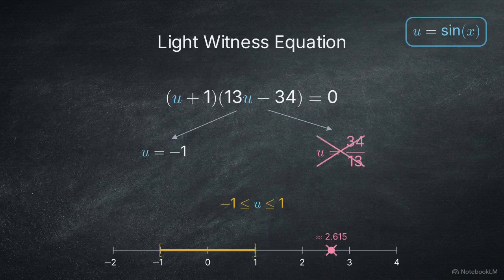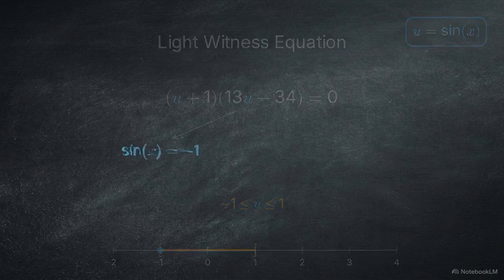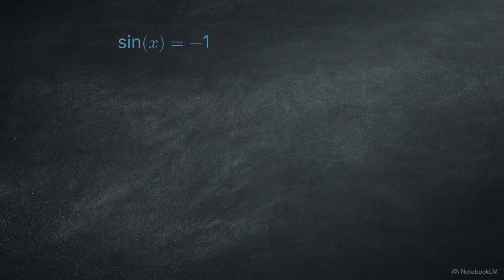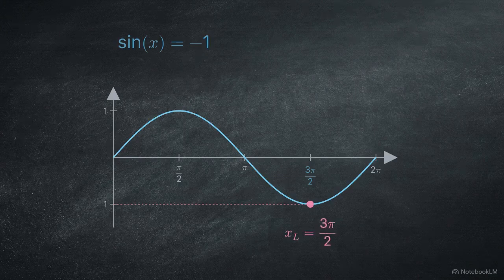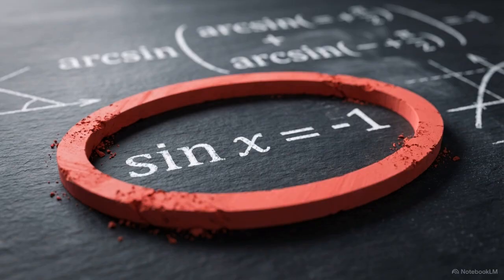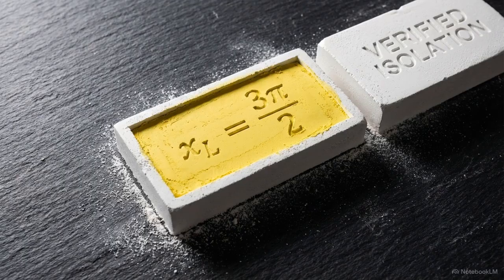A symbolic solver might return an output using the arc sine of 34 over 13, but that is a purely formal complex branch. For real numbers, it is physically impossible. That leaves exactly one mathematically valid branch, u equals -1. This means the sine of x is -1, which perfectly isolates our first target, the principal light root, at exactly 3 pi over 2. By applying rigid algebraic boundaries, we filter out the theoretical artifacts generated by machine computation, leaving only the exact real number.